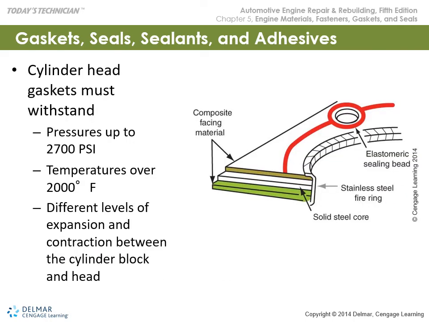Okay, this type of cylinder head gasket has to be able to withstand pressures and temperatures, and it has a stainless steel fire ring and elastomeric sealing band so that this portion will seal around bolts or also passageways for coolant and oil. So they have a specific function if you see the elastomeric bead.